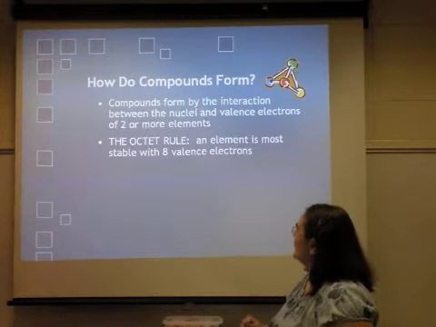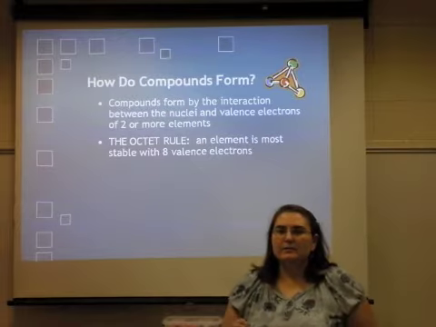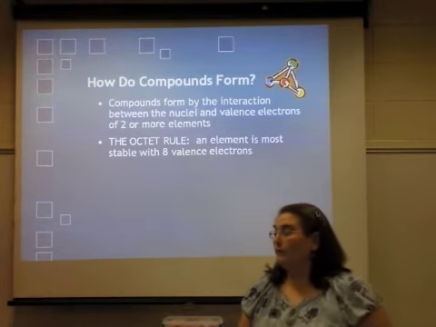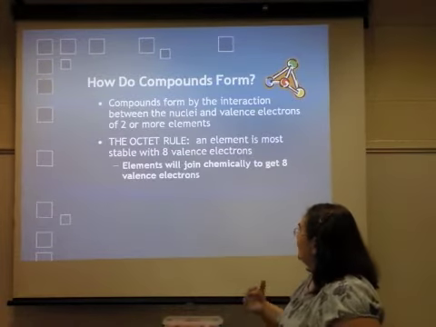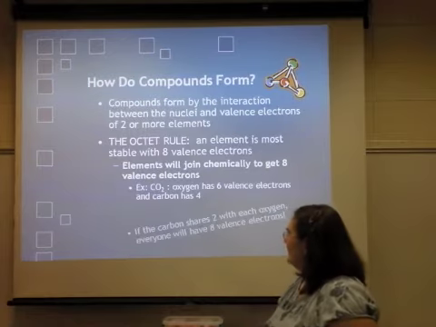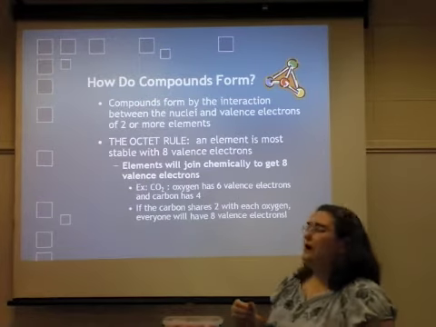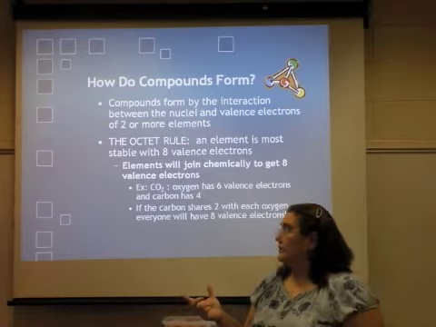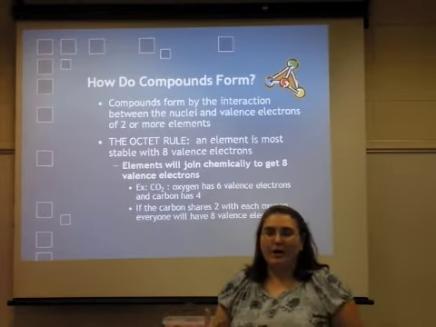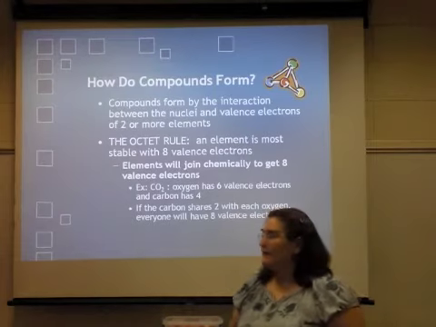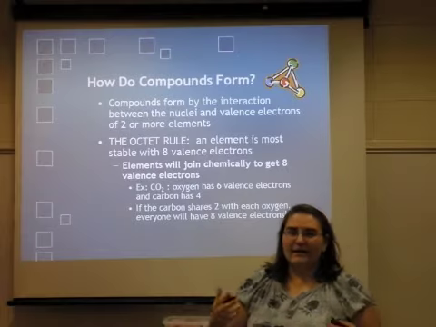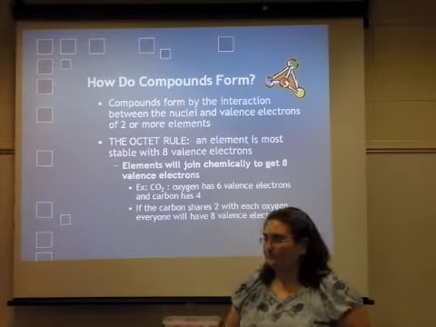So let's talk about the octet rule. An element is going to be most stable when there are eight valence electrons, and I've talked about that already, so this shouldn't be new. So they're going to join chemically to get 8 valence electrons. For example, carbon dioxide. Oxygen has 6 valence electrons, and carbon has 4. We want to make 8, or some kind of multiple of 8. So when we join them together to get CO2, we end up with 8 valence electrons in each of those.